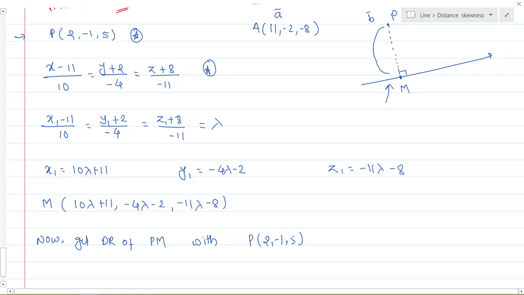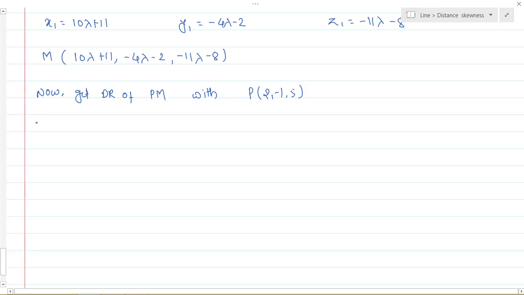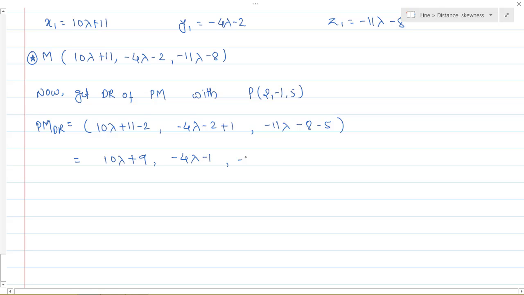Now you know that the direction ratio is given by x2 minus x1. So what are the direction ratios of PM? x2 minus x1. For PM, this part becomes x2. So it is (10 lambda plus 11 minus 2, minus 4 lambda minus 2 plus 1, minus 11 lambda minus 8 minus 5), which equals (10 lambda plus 9, minus 4 lambda minus 1, minus 11 lambda minus 13). This becomes the direction ratios of the line PM.